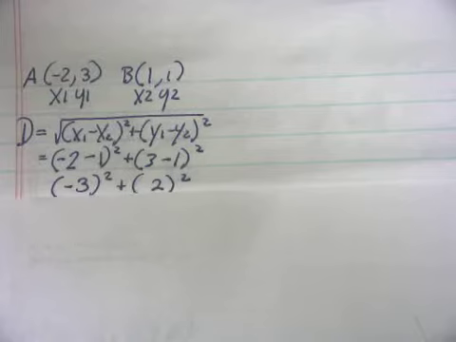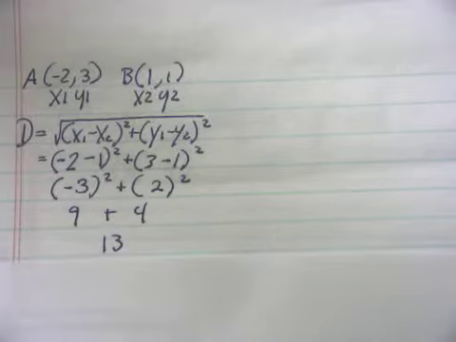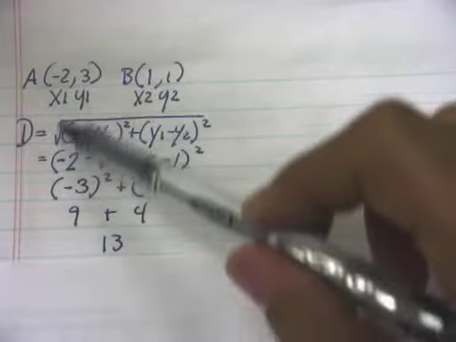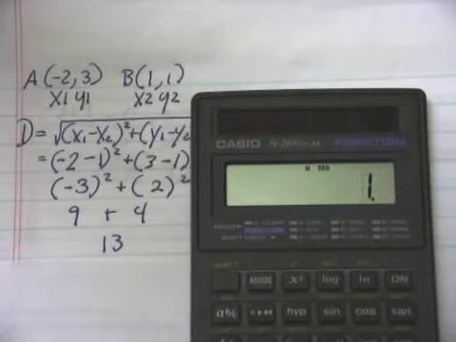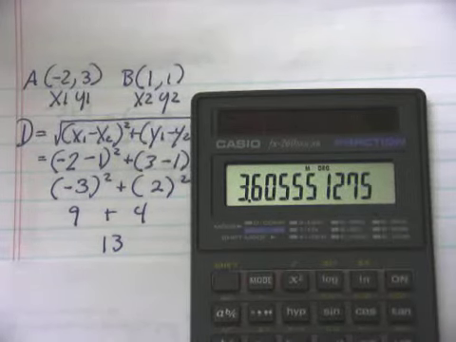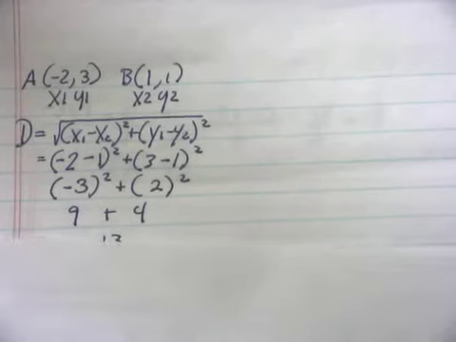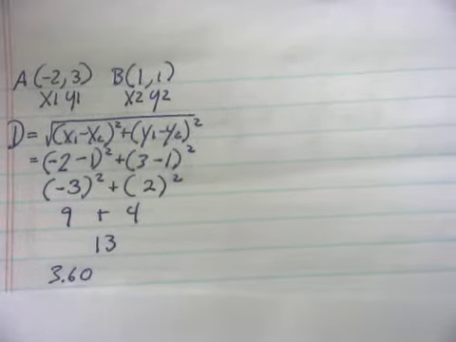When I do that, I get inside my parentheses -3 squared and 2 squared. That gives me 9 and 4, and that gives me 13. But remember, all of that is happening underneath the square root sign. So I take my calculator, I type in 13, I take the square root, and that gives me 3.60. My answer is 3.60.